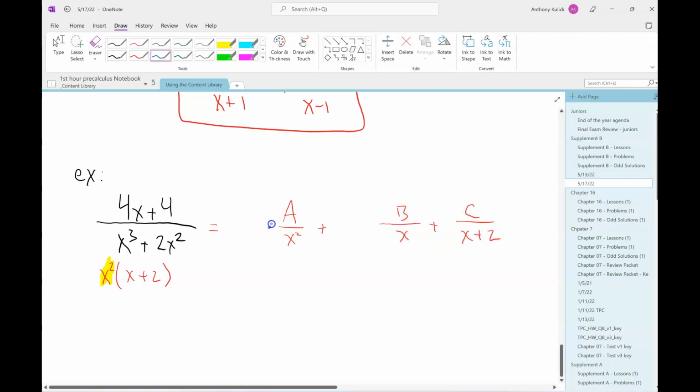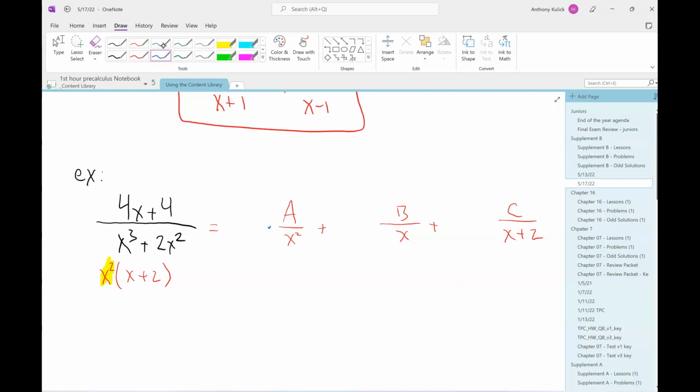What do I have to multiply this first fraction by? Anybody? I'm trying to get to x squared times x plus 2. I have an x squared. What do I need to multiply this by? x plus 2 to the top and bottom.